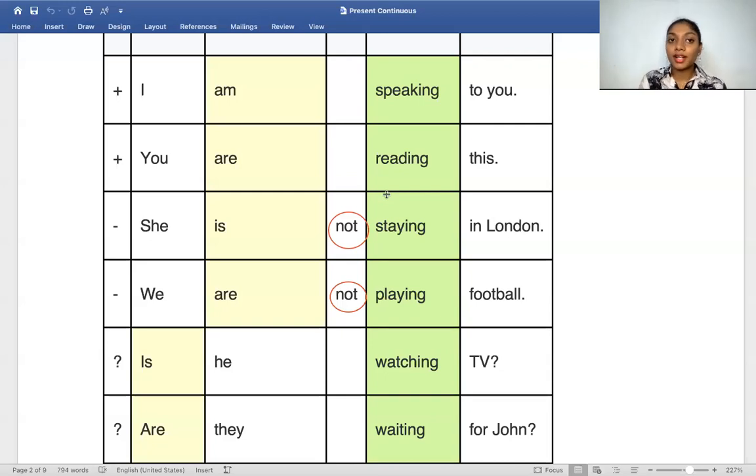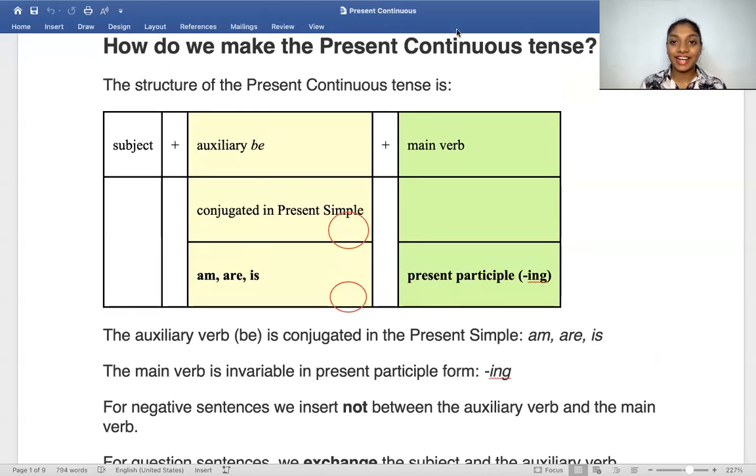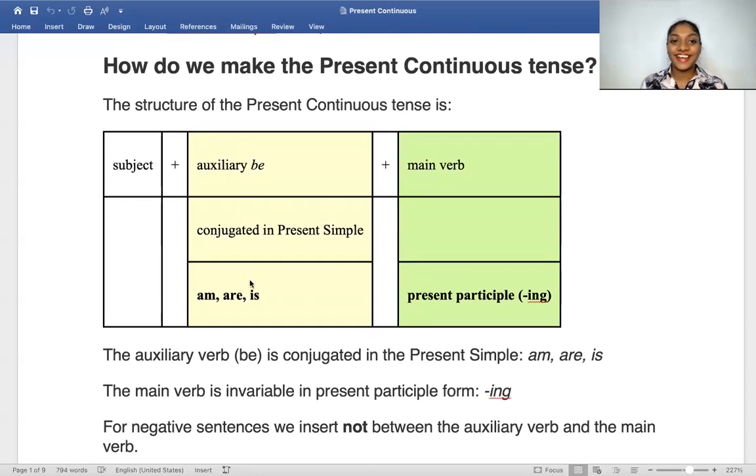So we were talking about negative sentences. You have the subject, you have the helping verb, and then you have the not part, and then the main verb. Some people asked to show the earlier table. Okay, here it is. So can you see we have am is are and then the ing form. This is the table I showed at first. Yeah, so this is the structure, the basic one.